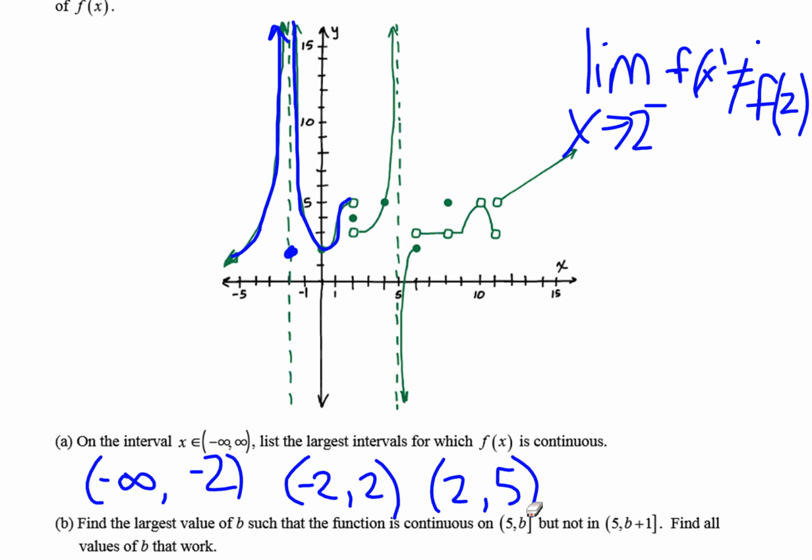Let's see, I can also say all of these are really small intervals. I could write them just to have them there. 2 to 5, and then 5 to 6. That's not a very big interval though. Largest intervals.